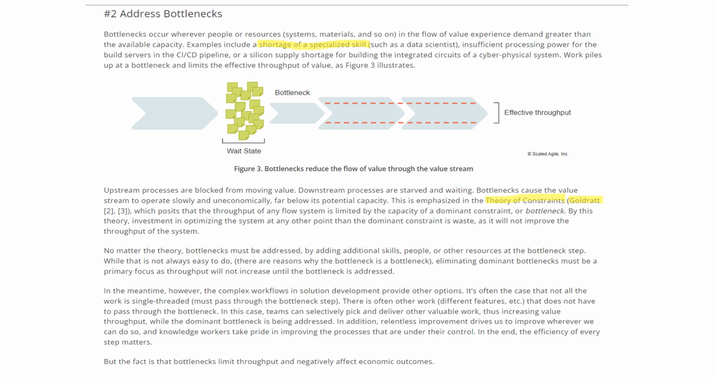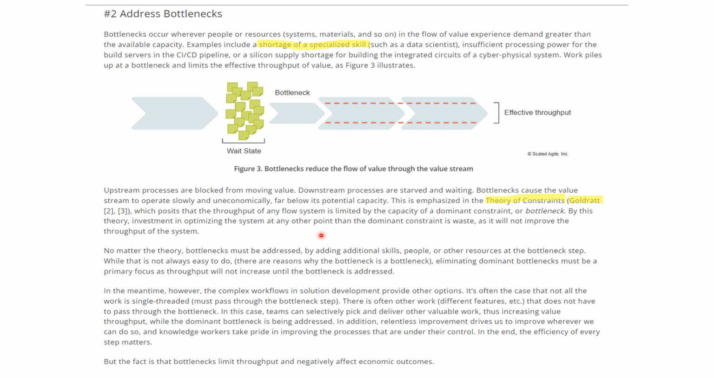As explained in this picture, at this particular wait state there's a lot of queue here. You cannot match the demand with your capacity. This is called a bottleneck, right? Upstream processes are blocked from moving value. Downstream processes are starved and waiting. So bottlenecks cause the value stream to operate slowly and uneconomically, far below its potential capacity.